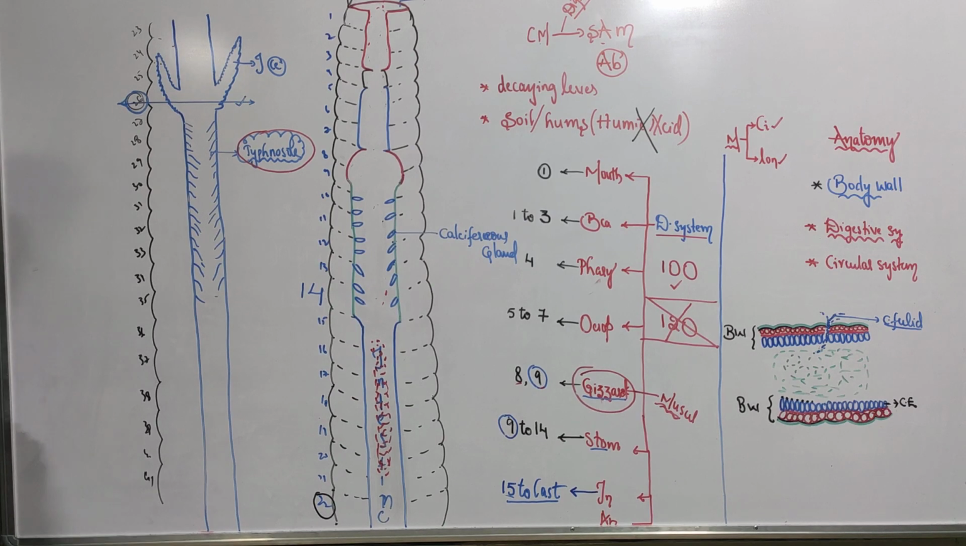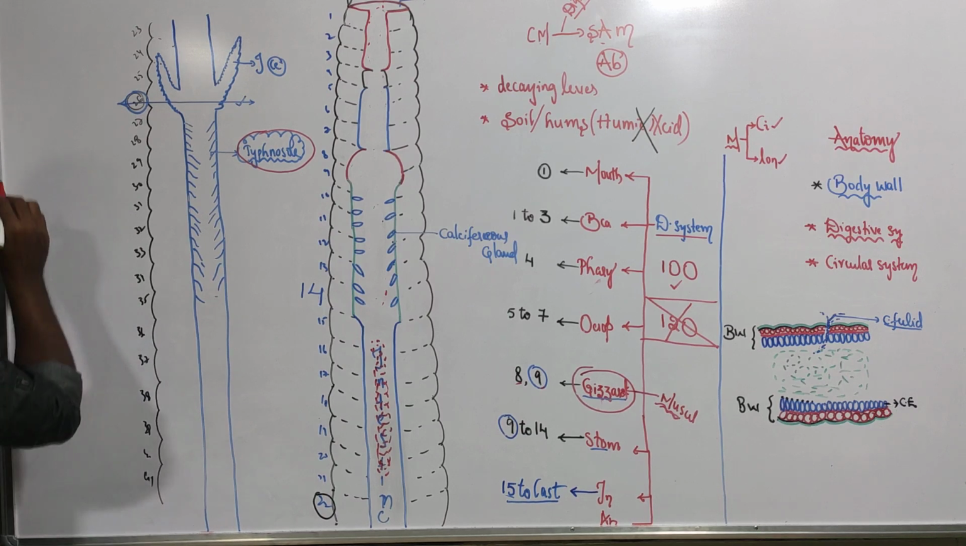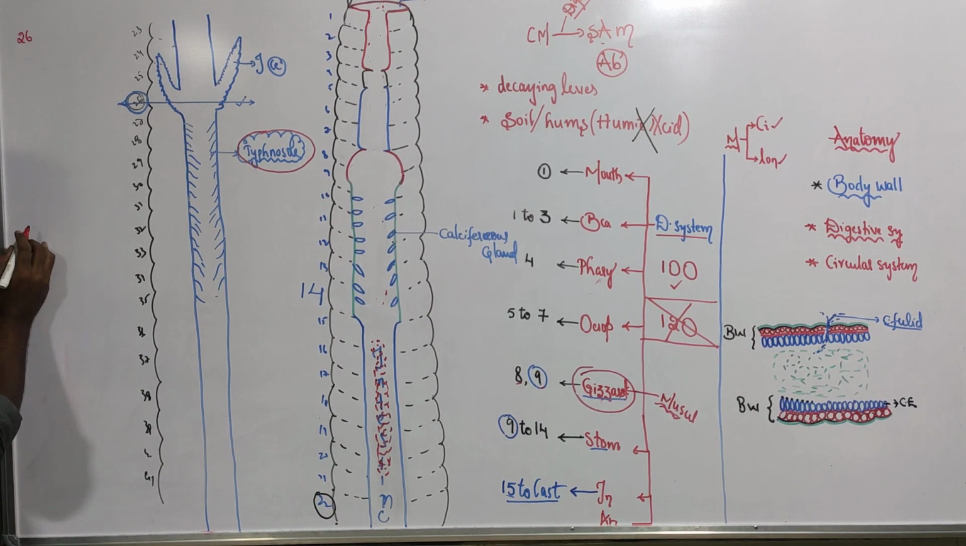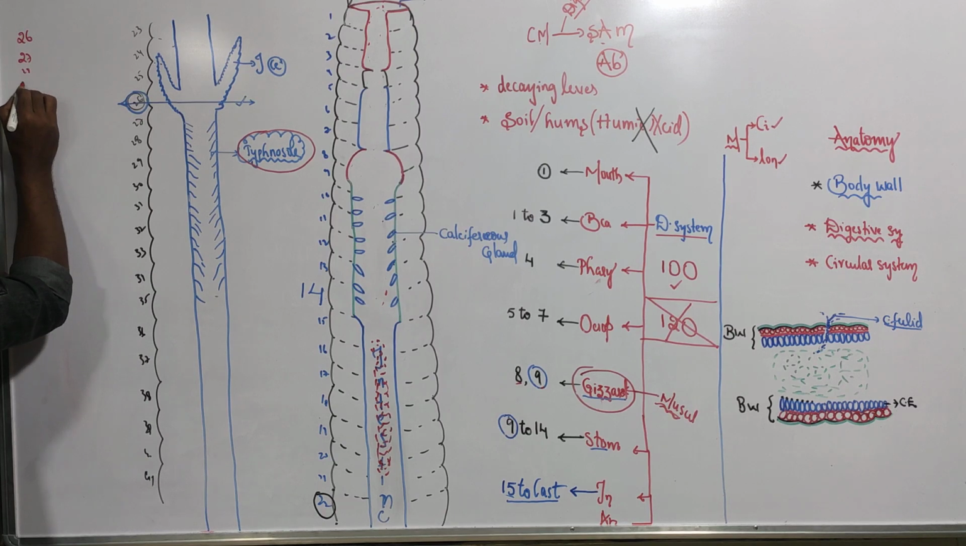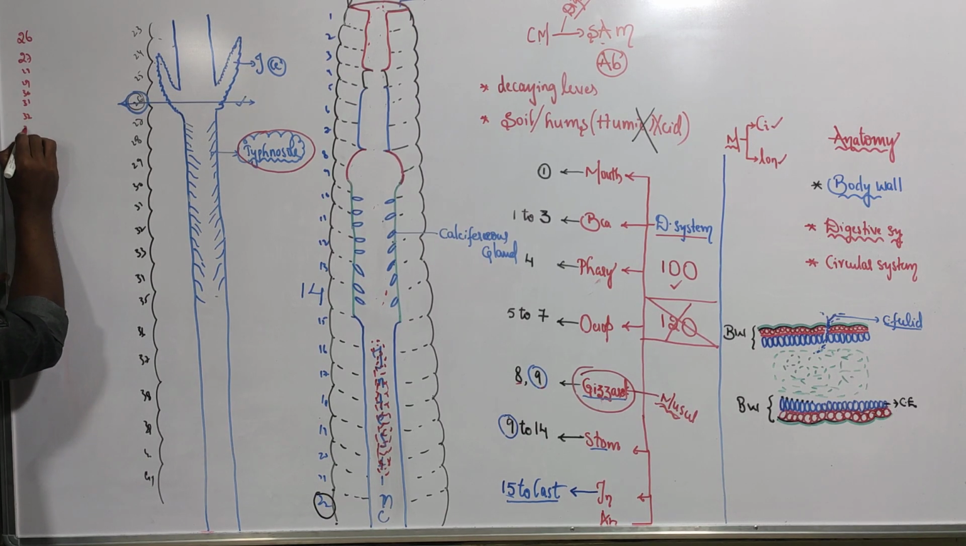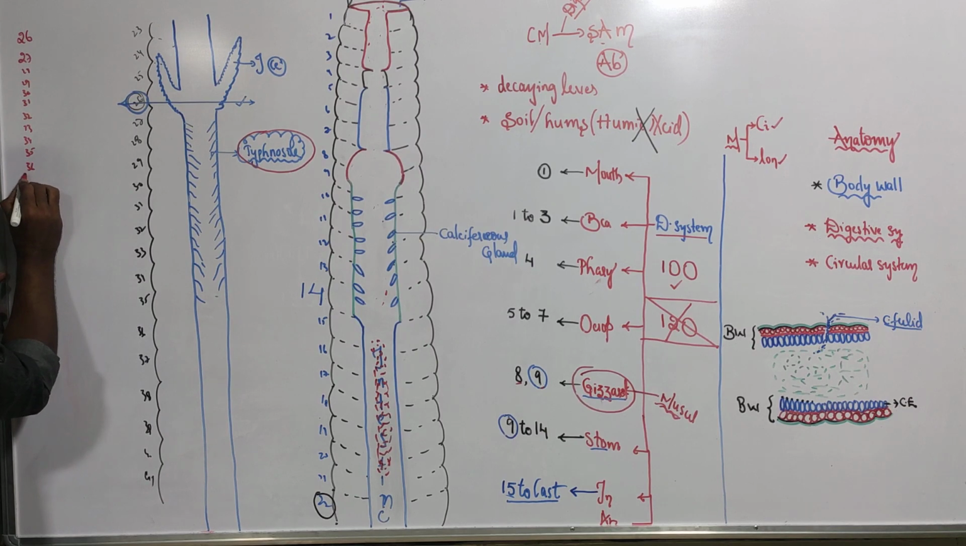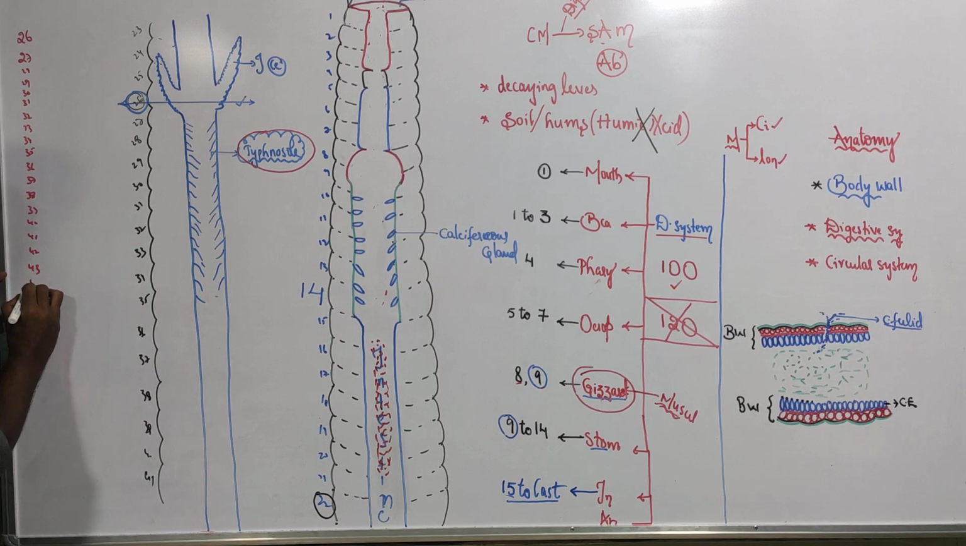Let me write here. This is the last segment of the earthworm, the posterior opening. This last segment is called the pygidium. In this manner you continue. From the 26th segment onwards I will represent the numbers: 26, 27, 28, 29, 30, 31, 32, 33, 34, 35, 36, 37, 38, 39, 40, 41, 42, 43, 44, 45, 46, 47, 48, 49, 50.